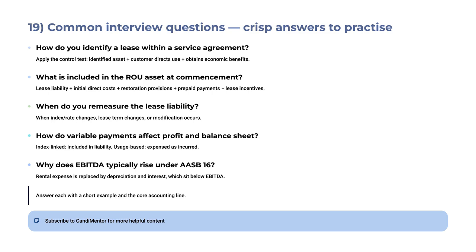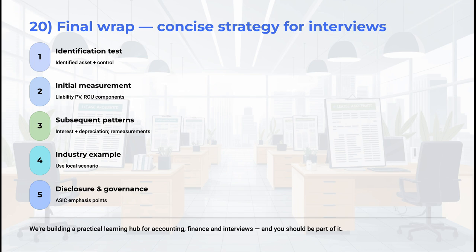Final wrap: concise strategies for interviews. Start with the identification test: identified asset plus control. Explain initial measurement: liability at present value, plus ROU components. Describe subsequent patterns: interest, depreciation, remeasurements. Use a local industry example and a small numeric walkthrough. Close with disclosure and governance points.